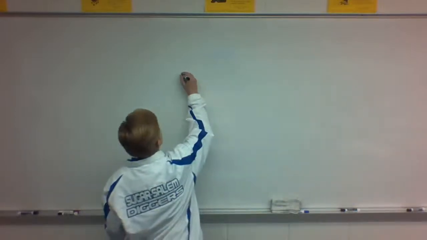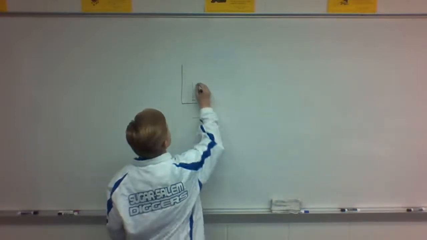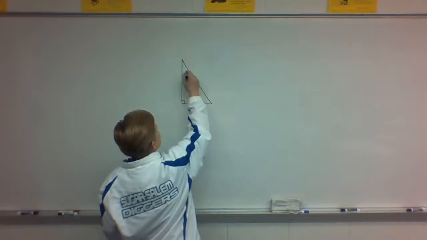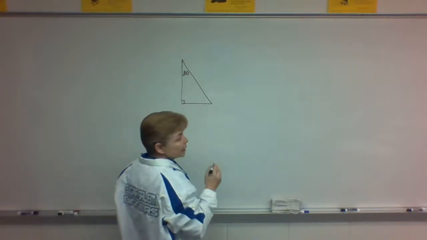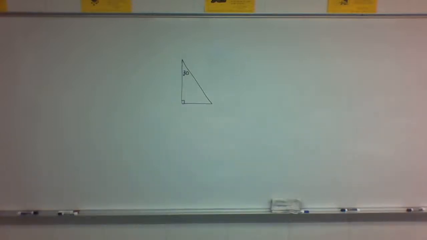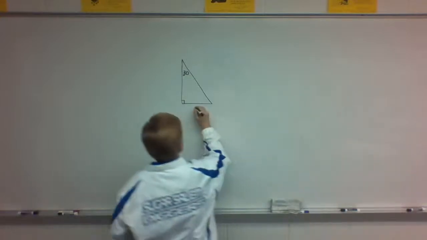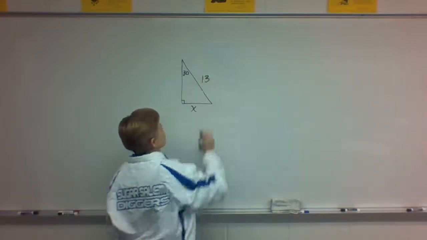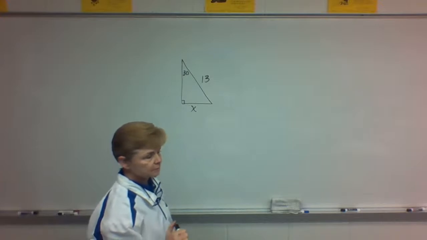This is what they got. They've got a triangle like this. They've got a 30-degree angle here. They don't actually have it written like I do, but that's because they didn't have room. And then they've got two other things. They've got an X and a 13. And our objective is to find X.